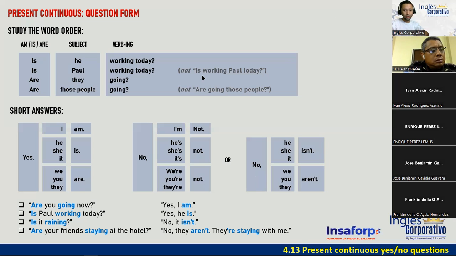Tenemos, por ejemplo, si usted dice, "is working Paul today", entonces tiene el verbo be, luego el verbo en ing y luego el sujeto. Ahí ya cambió el orden. Tal vez le van a entender, pero no es gramaticalmente correcto. Así que mucho cuidado con eso.